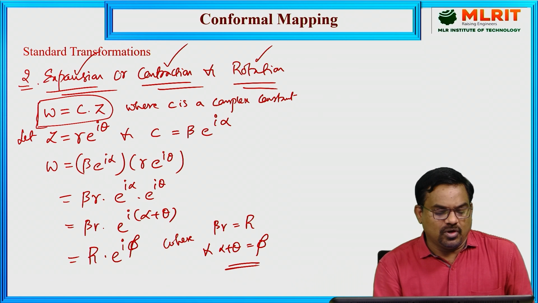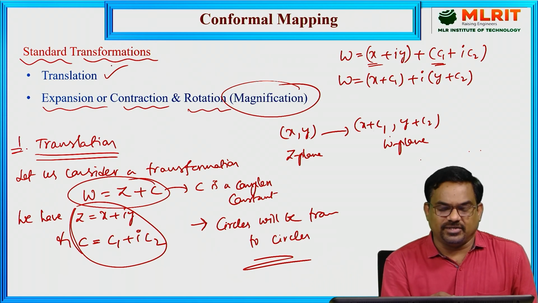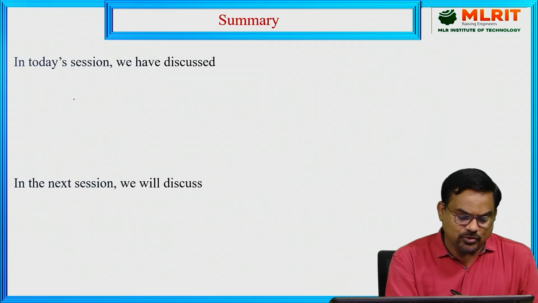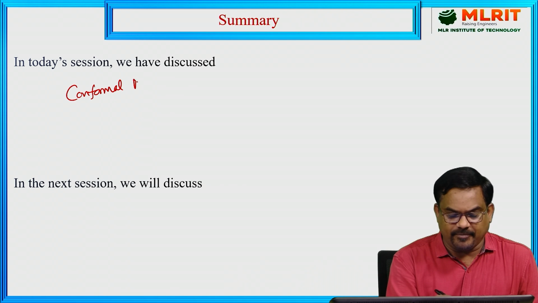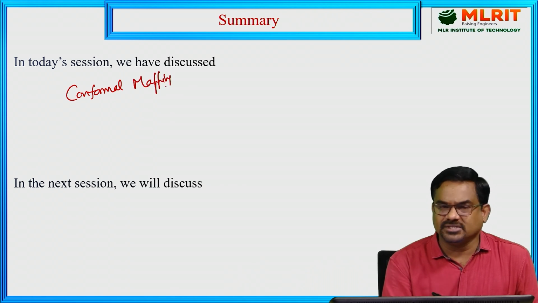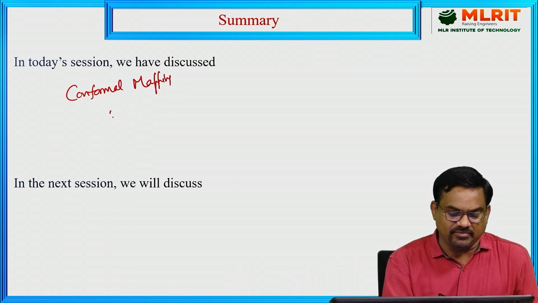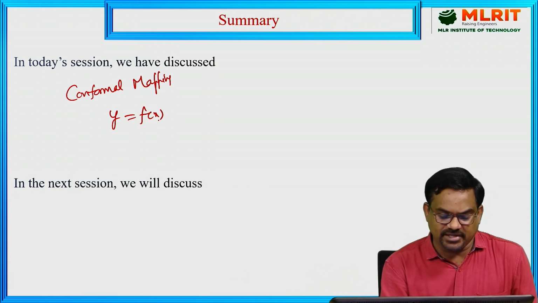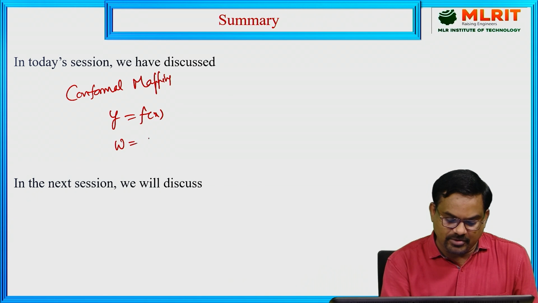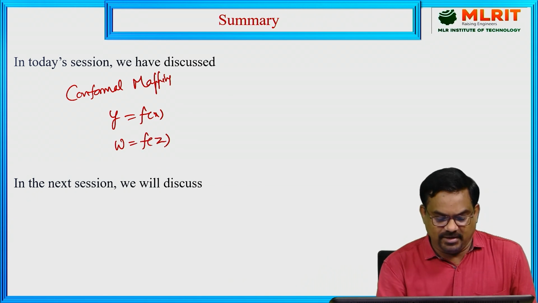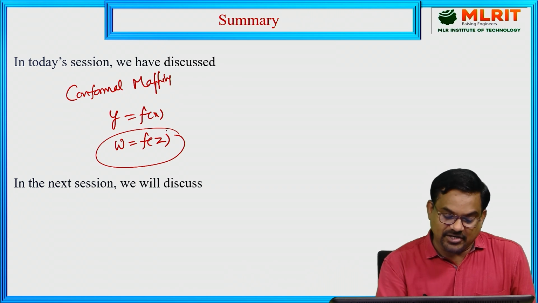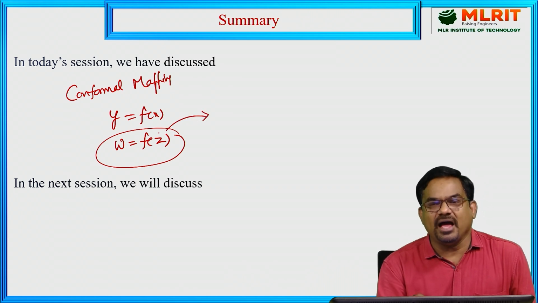So these two are called the standard transformations: translation and expansion, contraction or rotation. Today I have introduced a new concept called conformal mapping. Everybody knows about a mapping. For example, if I write y equal to f of x, it is a mapping or a transformation which transforms each x value to y. Similarly, w equal to f of z in complex variables.